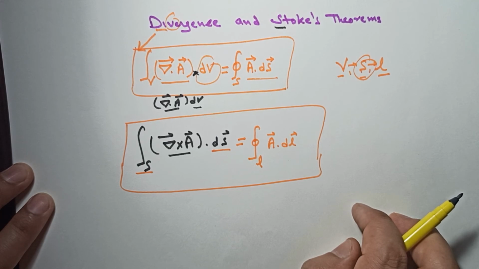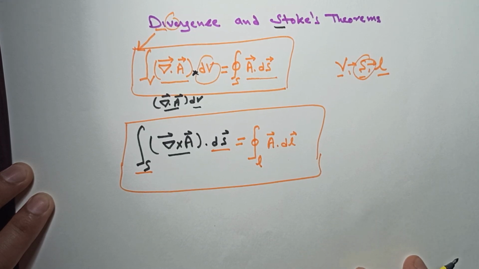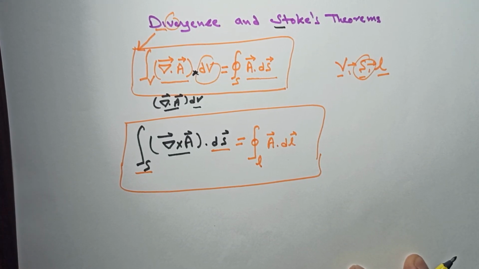They play a significant role in electromagnetics, because many times you need to convert volume integrals into surface integrals and surface to line, and you have to write the differential and integral forms of many of these quantities. So we will use the divergence and Stokes theorems frequently. So that's all for today.